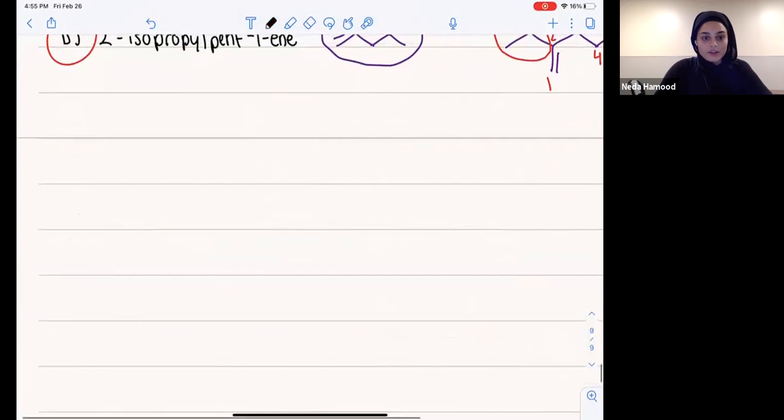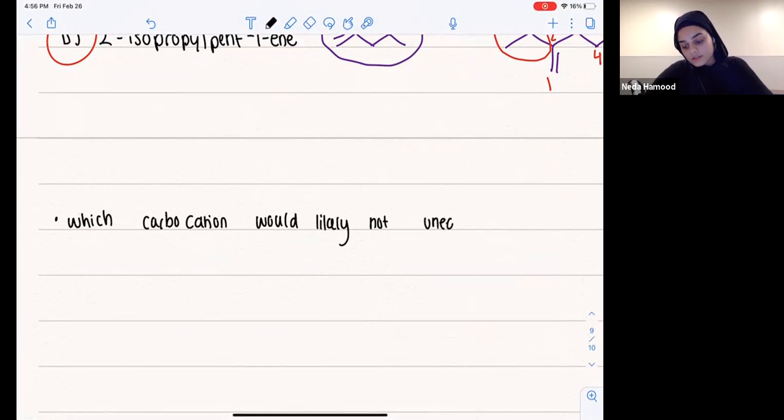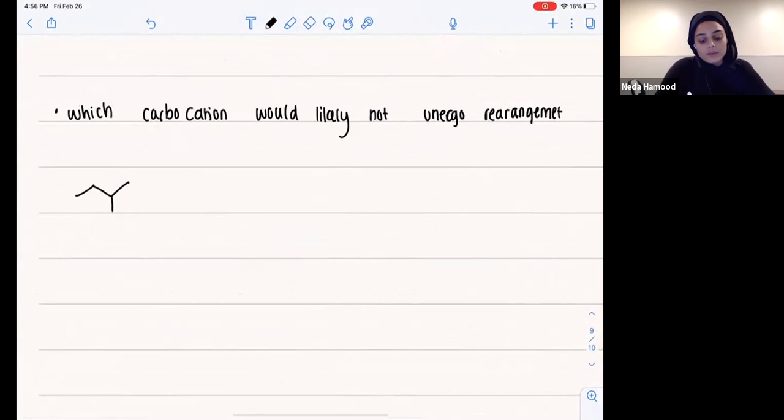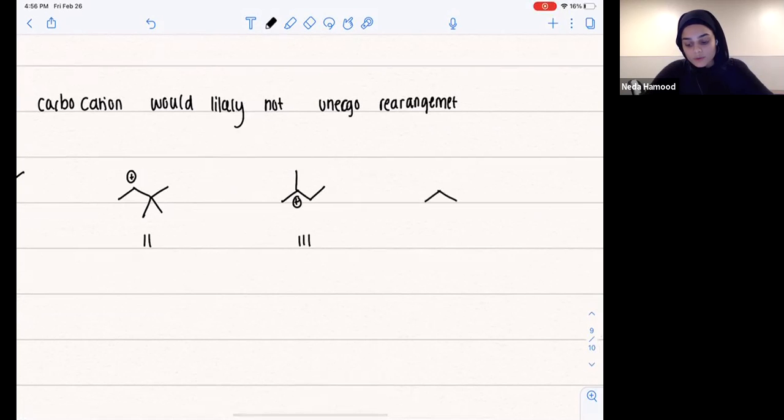Which carbocation would likely not undergo rearrangement? I'm doing this one with you guys because when I saw this question, I was like, what in the world? And I cried after I got my results back. So this is 2, this is 3. Here I go again with the Roman numerals.